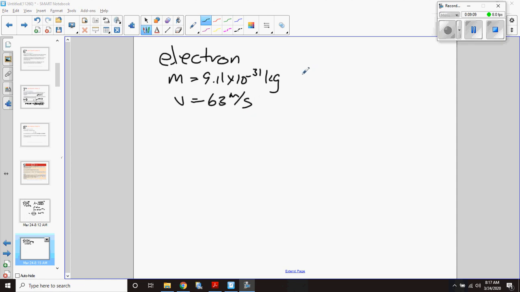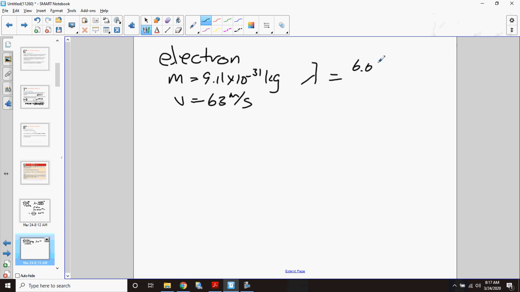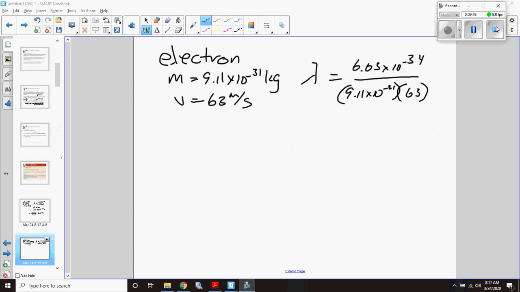If you did the same problem now, you end up with wavelength equals Planck's constant, 6.63 times 10 to the negative 34, and then this number is going to be divided by the mass, 9.11 times 10 to the negative 31, which is the mass of an electron, multiplied by its velocity. 63 meters per second is about 120 miles an hour. Okay, so now you've got an entirely different problem because you have a small number on the top and a small number on the bottom, so you might end up with a number that's a little bit different. So let's calculate it.